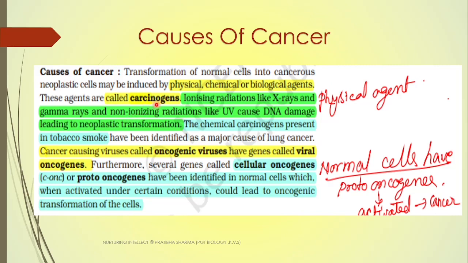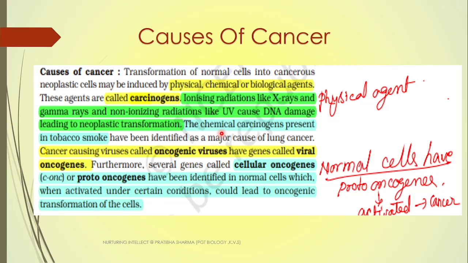There are different agents like physical agents. In physical agents, patients who have a long history of X-rays might have chances of getting cancer, because X-rays cause mutation in the DNA of the patient. So ionizing radiation like X-rays, gamma rays, and non-ionizing radiation like UV rays cause DNA damage and thus lead to neoplastic transformation.